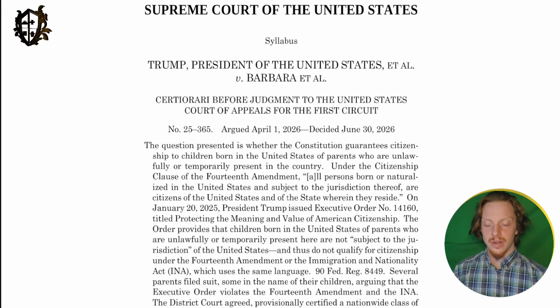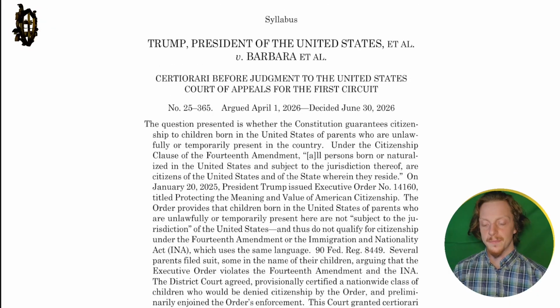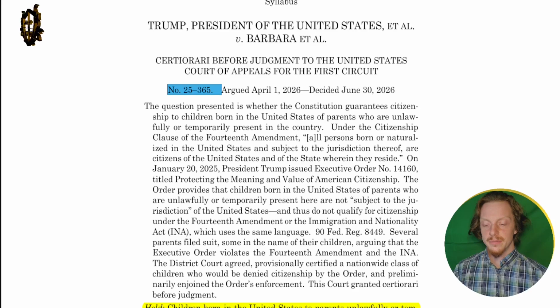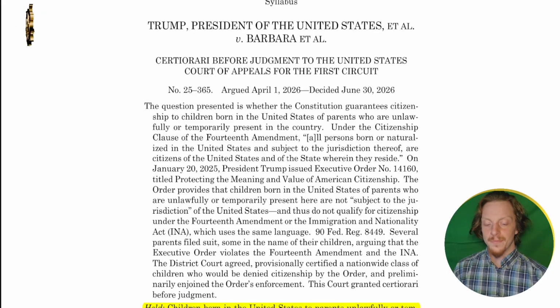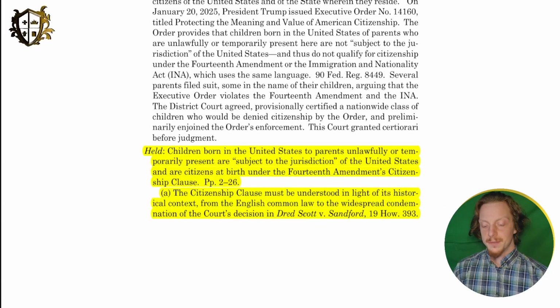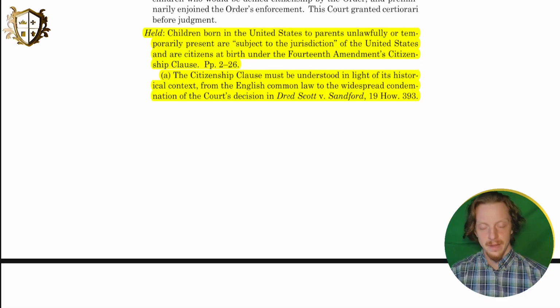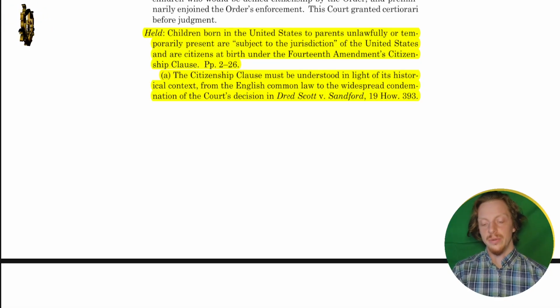Certiorari before judgment to the United States Court of Appeals for the First Circuit. There's the docket number, just in case you want to very quickly reference this. And it was decided, I'm sure as y'all are all aware, June 30th, 2026. The summary holding is a fair representation of what they were arguing.